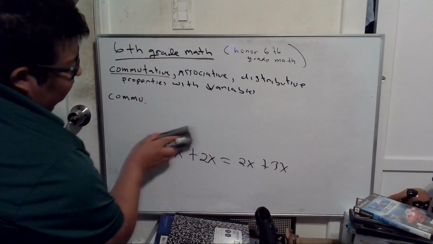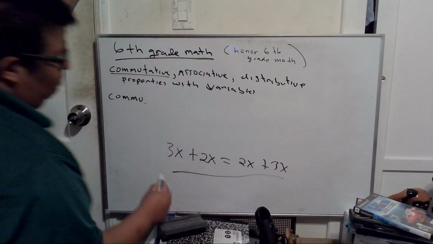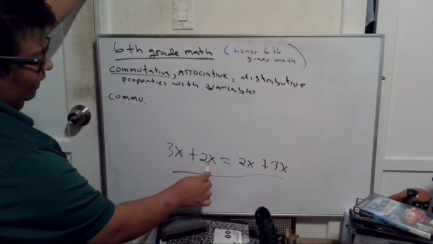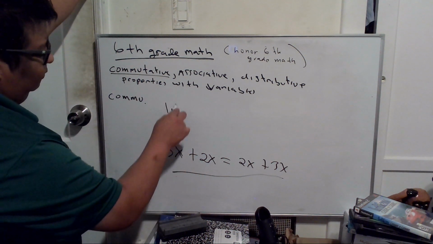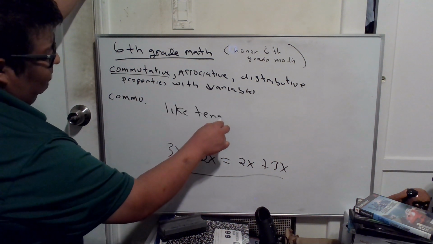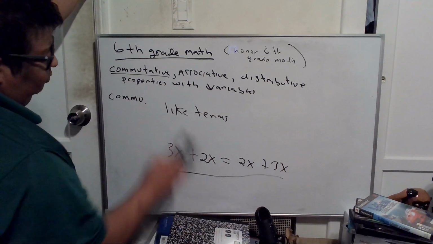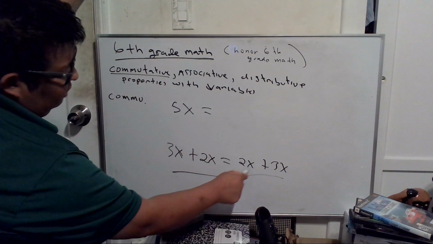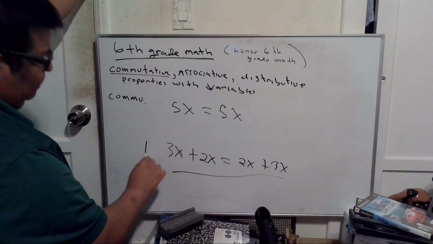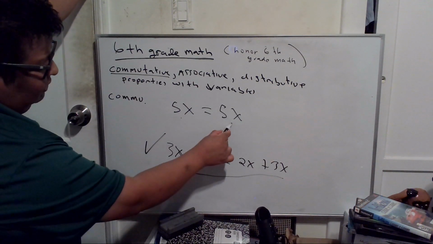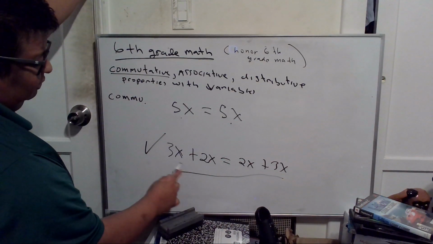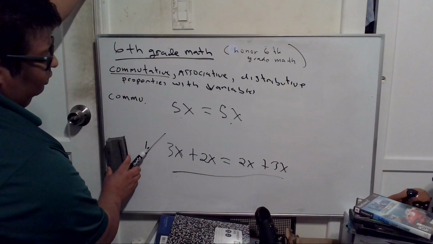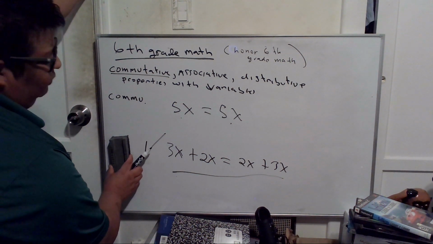And you can tell, this one is a good example, because at this point you would know how to add like terms. So 3x and 2x are like terms. That means that they have the same variable. So for example, 3x plus 2x, that's 5x. And what is 2x plus 3x? 5x. That means that this checks out, because look, the left side and the right side are the same thing. That means that the commutative property works for this type of variable problems.